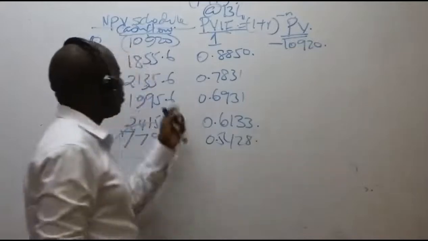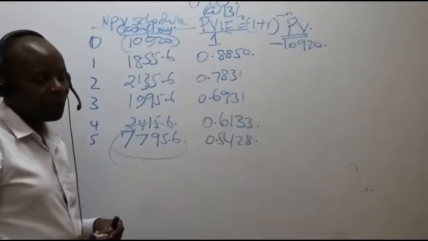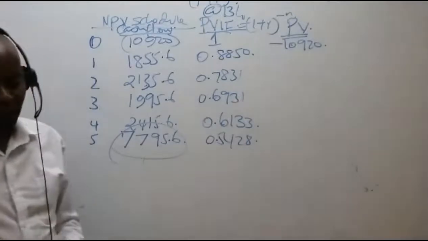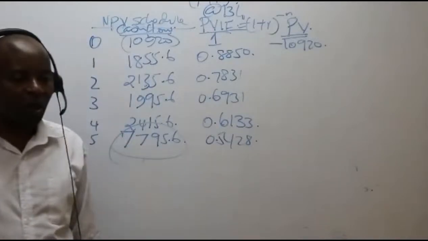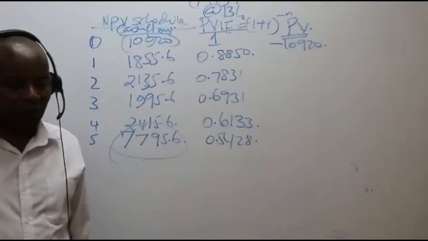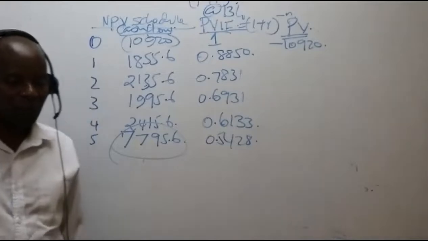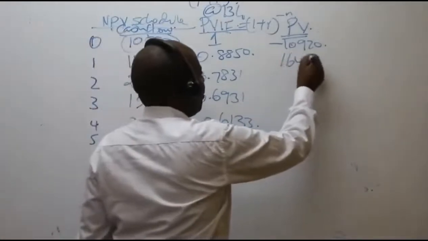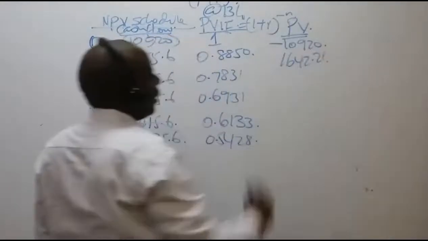Now you go to the second one, this and this. Please give me an answer to 2 decimal places. For present value, 2 decimal places. That is very good. The PVFs are the ones that must go all the way to how many decimal places? 4 decimal places. So I'm being given a figure of 1642.21. Thank you.